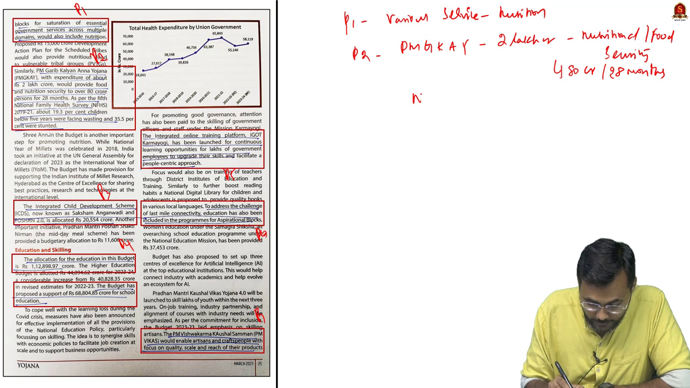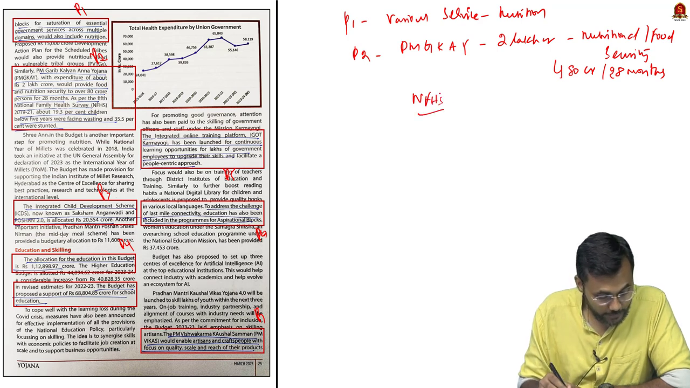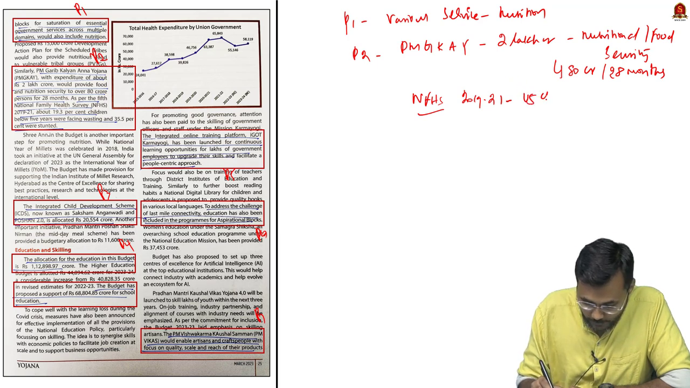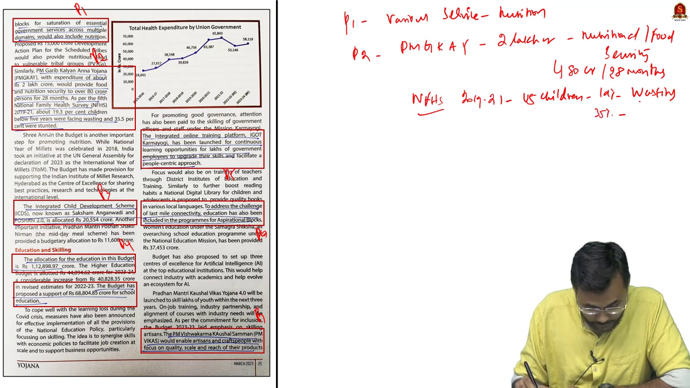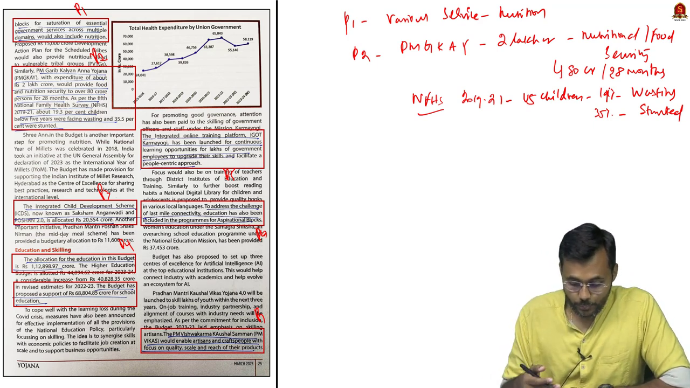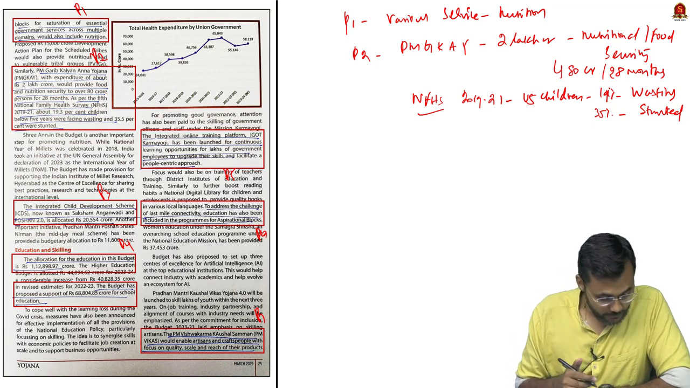And the National Family Health Survey, this is another important indicator. The National Family Health Survey, that is 2019-21, speaks about nutritional deficiency. And they say that among under-five children, around 19% come under the category of wasting because of nutritional deficiency, and 35% are stunted. What does stunted mean? Not reaching the required growth level for their age, that's called stunted. So these are the data given by the National Family Health Survey.